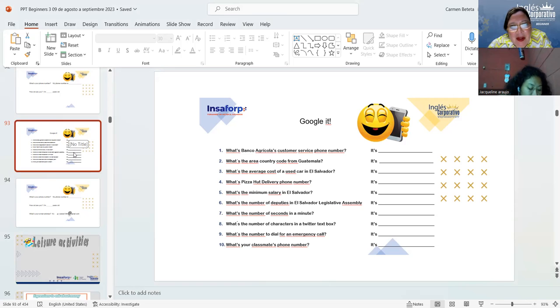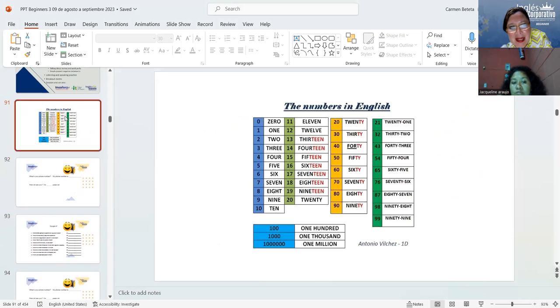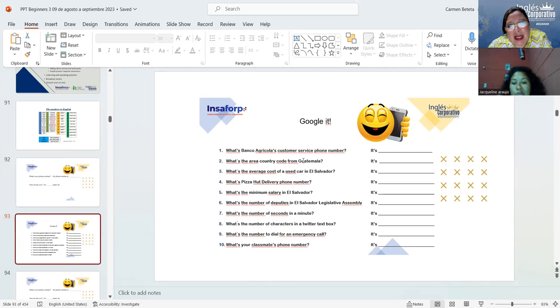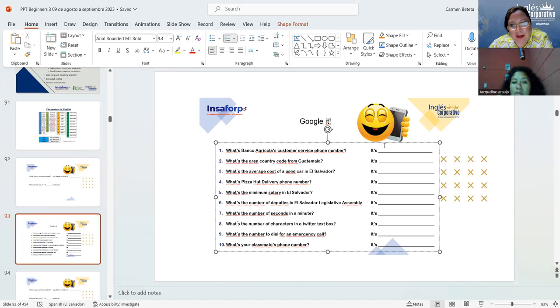Aquí lo que estábamos haciendo nada más era practicando los números. Ese ya fue una clase del módulo pasado, del 1, ¿verdad? En donde practicaron cómo se dicen los números del 0 al 10, del 11 al 20, del 20 al 90, y así. Luego hicimos este ejercicio donde tenían que buscar en Google. Yo les preguntaba, What's Banco Agrícola's Customer Service Phone Number? Y les explicaba que para dar un número de teléfono me lo tienen que decir número por número, ¿ok?